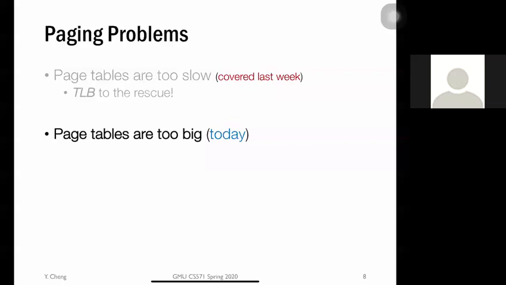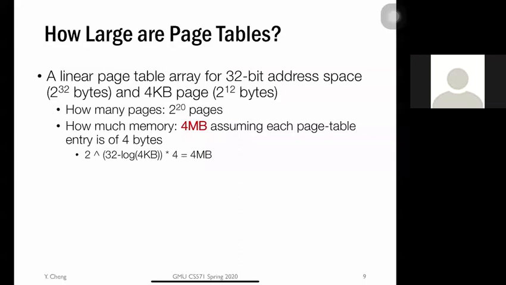So in this video, we're going to look into the second issue of a typical page table, which is that the page table is too memory consuming. It incurs too much memory overhead. Why is that? So let's first take a look at this example.